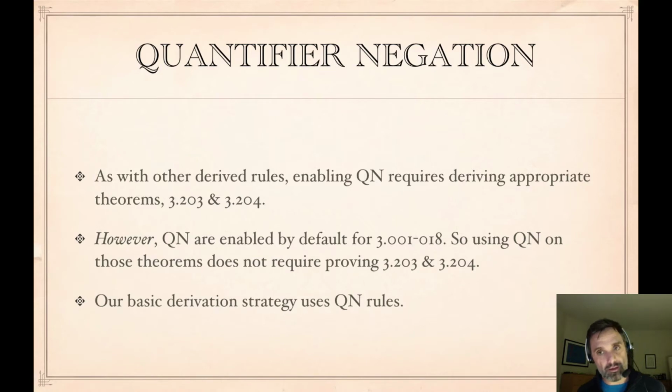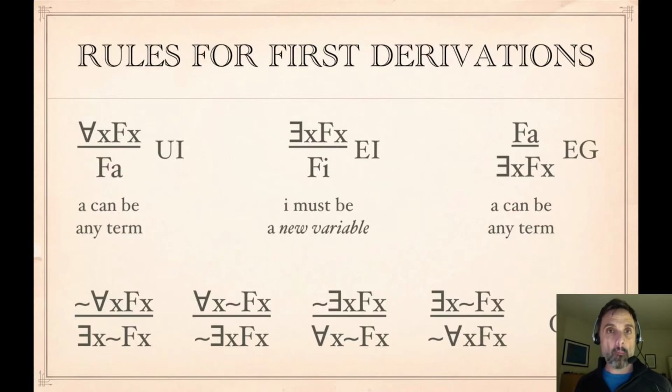The reason we're doing it this way is because our basic derivation strategy uses the QN rules, and then we'll get a more sophisticated strategy that, while using them, doesn't rely on them as heavily. But for now, we're going to have a strategy that does rely on them. So for our first derivations, our rules are the three primitive rules: universal instantiation, existential instantiation, and existential generalization, and then these four QN rules. So you're going to be using all of these basically in the first through 3.18.